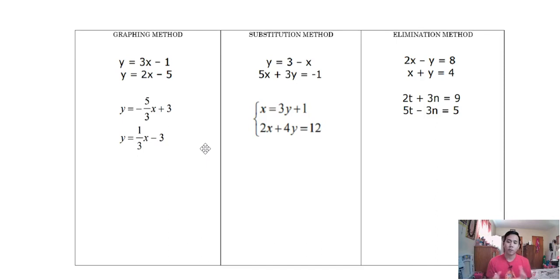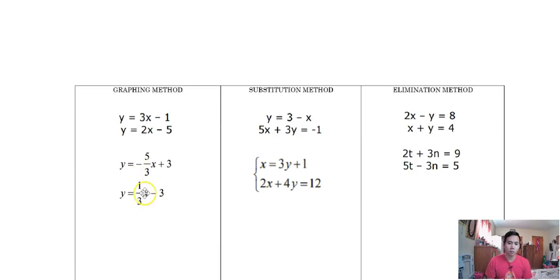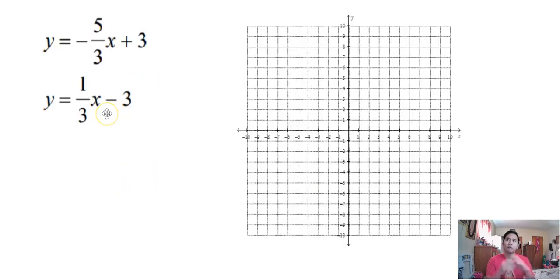Now I'm going to get one example of every method that we can solve. All right, so let's take a look at the first example, which is the graphing method. So I'm going to graph this example here. First, identify your slope and the y-intercept for each equation in the system.